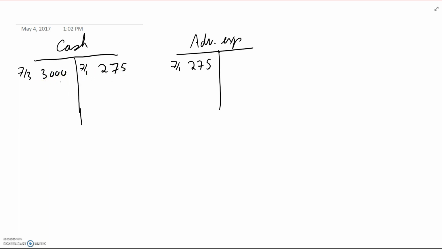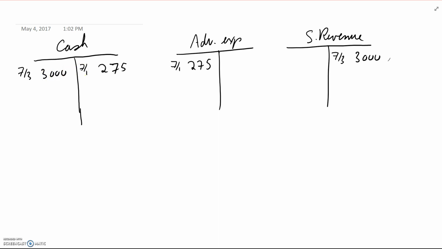Then, why did we get this money? Because we performed services, so now we have revenue. Service revenue is credit. Did it increase or decrease? In this case, we made revenue, so it increased. So it's going to be of the same nature, so it's going to be credit. So on the 3rd of July, we have here 3,000. Again, that's 3,000 debit and credit equal.